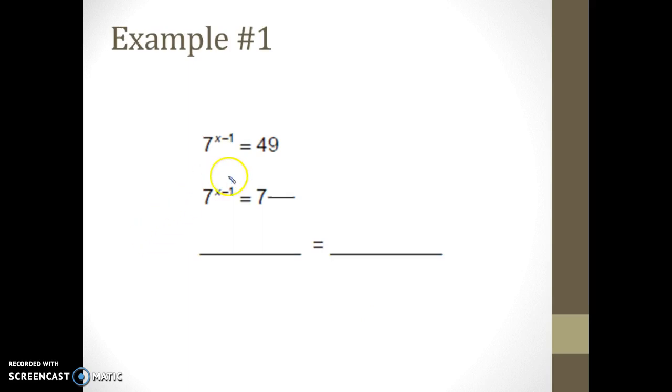So for the first example, I've got 7 to the x minus 1 equals 49. Well, I know that I can rewrite 49 as 7 squared. And then because I have the same bases, I don't need them anymore, and I can write an equation that says x minus 1 equals 2. Then to solve for x, we add 1 to both sides, and we get x equals 3. And I can plug it back in and check. 3 minus 1 is 2, 7 squared is 49.